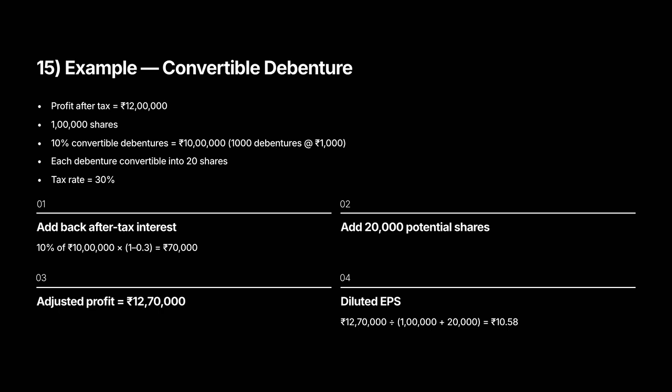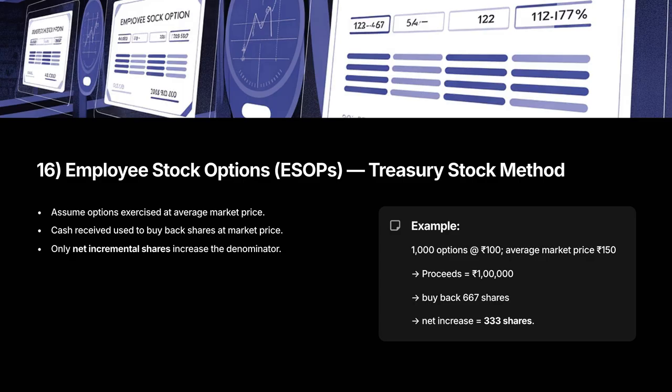Step 2. Add 20,000 potential shares. Step 3. Adjusted profit equals 12 lakh 70,000. Step 4. Diluted EPS equals 12 lakh 70,000 divided by 1 lakh 20,000 shares, giving 10 rupees 58 paise per share.